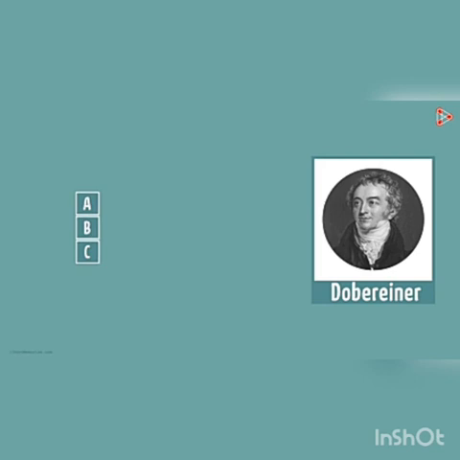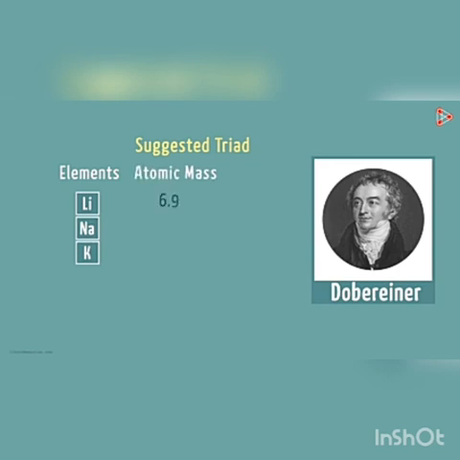It's simple. Dobereiner arranged the set of 3 elements in such a way that the average of atomic mass of first and third element in the set gave him the atomic mass of the middle element. In simple words, the atomic mass of the second element will be approximately equal to the average of atomic masses of the first and the third element. Let's take an example to understand this better. One of the triads he suggested was that consisting of lithium, sodium and potassium. The atomic mass of lithium is 6.9 while that of potassium is 39.